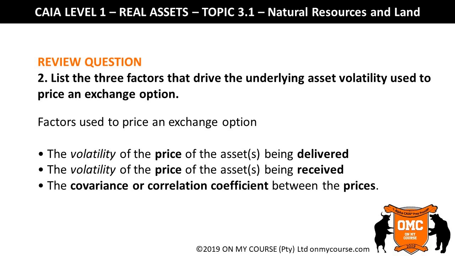And then finally, the third thing is the covariance or correlation coefficient between the deliverable costs and the receivables price. The higher the degree of correlation, the lower the value of the option. So you want them to move separately, to be unpredictable. If the cost of development is highly correlated with the value of the commodity, the volatility of the value exchange will be lower and the value of the option will be lower, everything else being equal. So you want a valuable option. You don't want the deliverables and the receivable prices to be correlated. So those are the three factors: the volatility of the price of the asset being delivered, the volatility of the price of the assets being received, and the covariance or correlation coefficient between the prices.